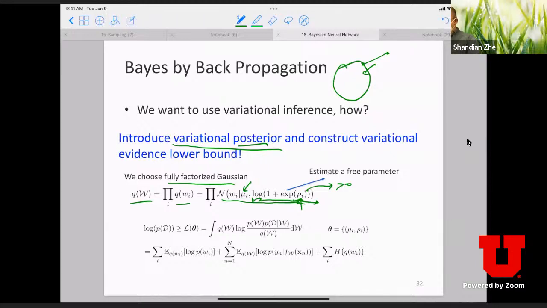Then what you need to do is just to optimize mu_i and rho_i. You don't need to worry about the range of rho_i. Rho_i can be positive, negative, or whatever value. Because once you take the exponential of rho_i, plus 1, then the logarithm, it always gives you a positive variance.